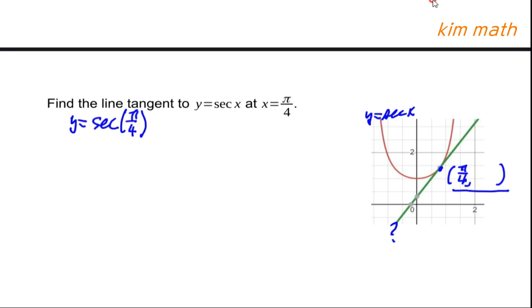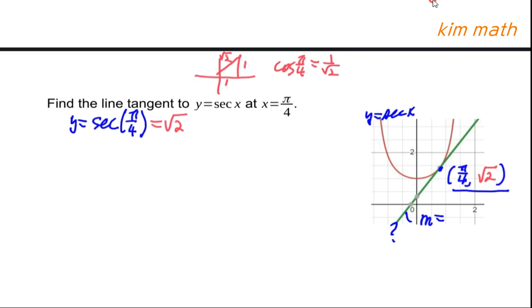Here, pi over 4 is here, right? 45 degrees. So this is 1, this is 1, this is radical 2, the special triangle, remember that? And the cosine of pi over 4 is 1 over radical 2. So secant is the reciprocal of cosine, so this will be just radical 2, right? Yes, so this value is radical 2. Okay, we have a point through which the line passes. Now it's time to find the slope.